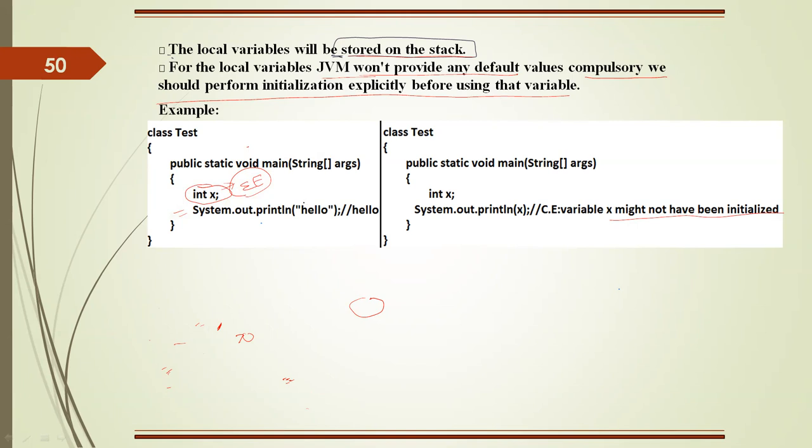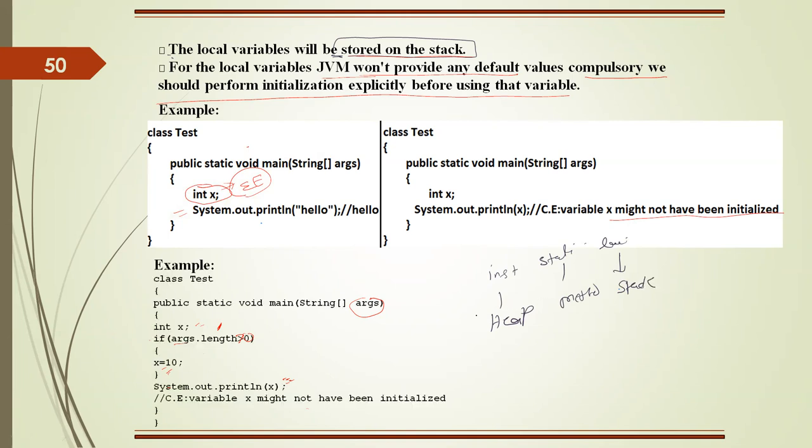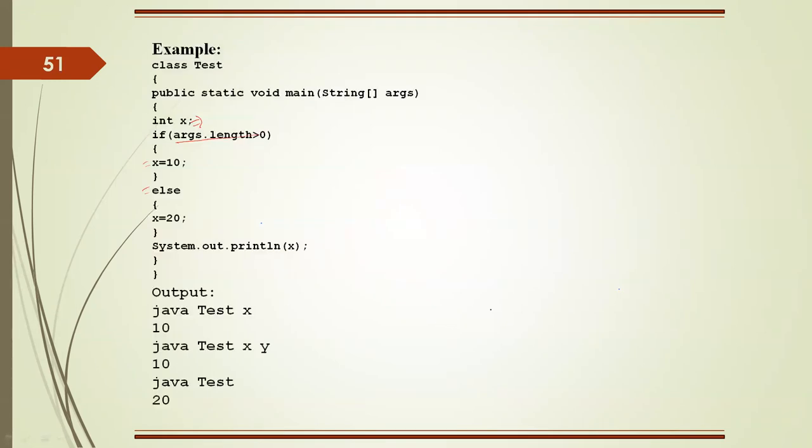You can remember three things. Instance variables go in the heap. Static variables go in the method area. And local variables go in the stack area. In the last, I will show you. So this is the example. You can go through that. This is also practical.